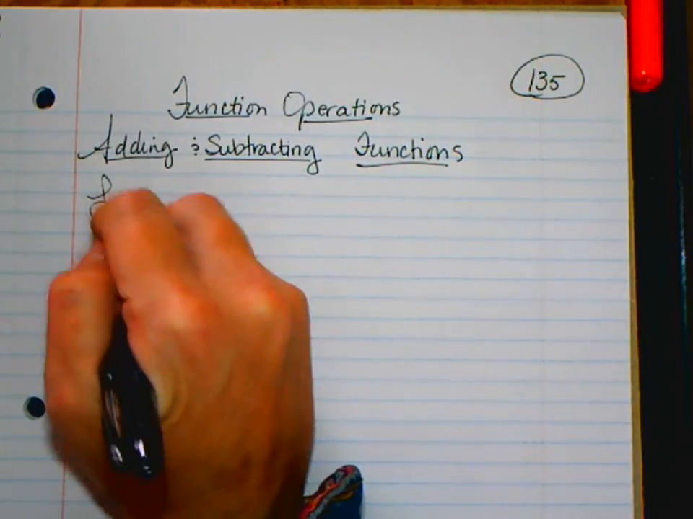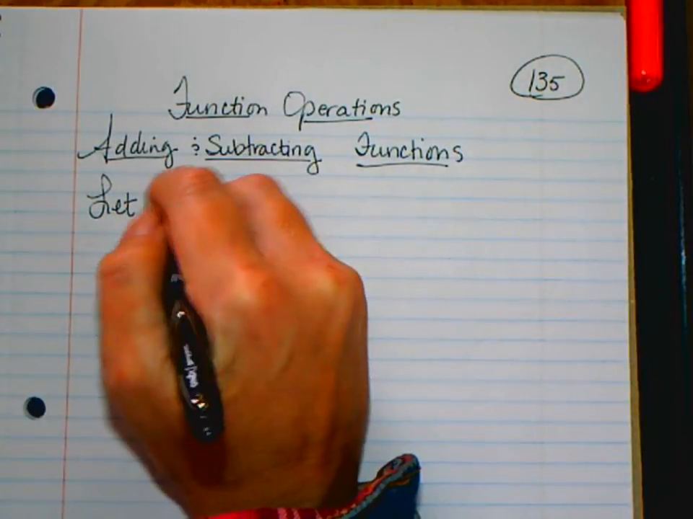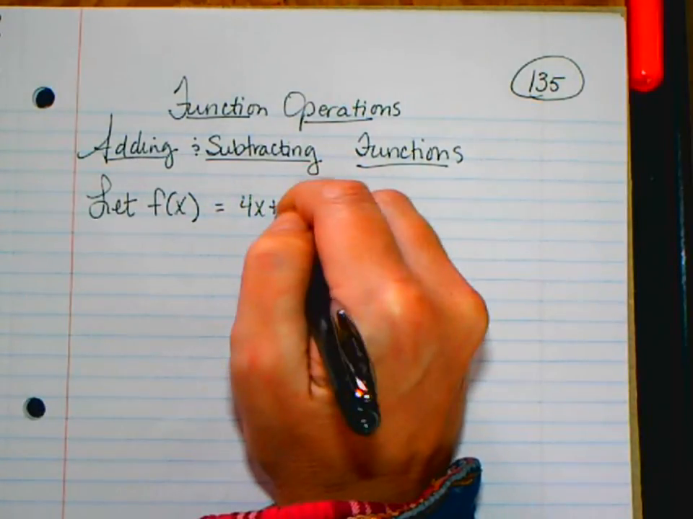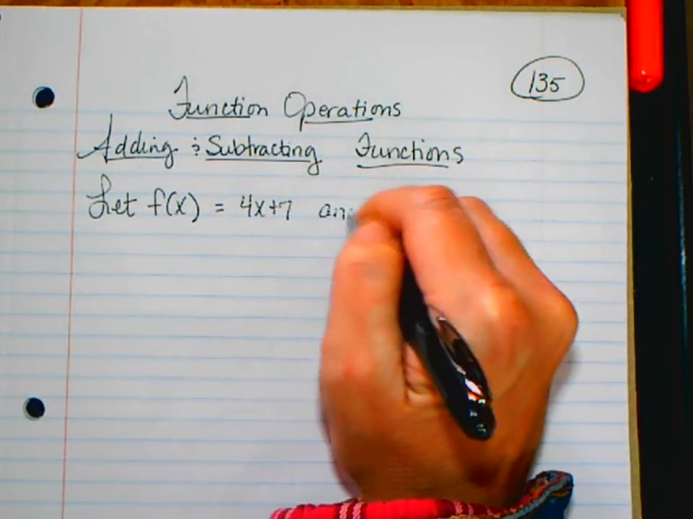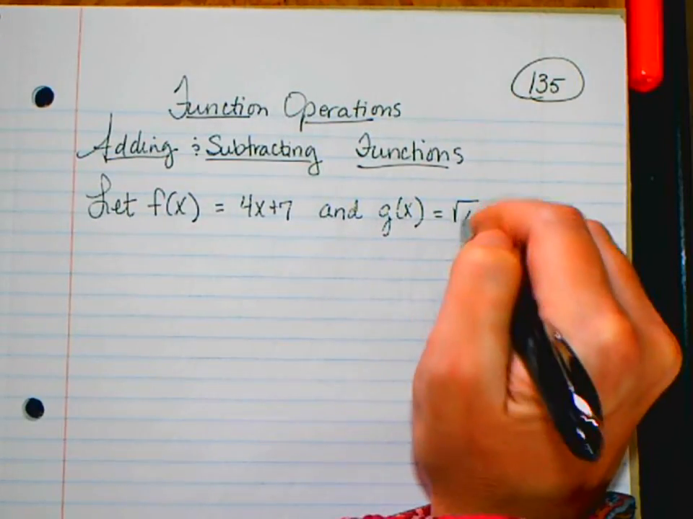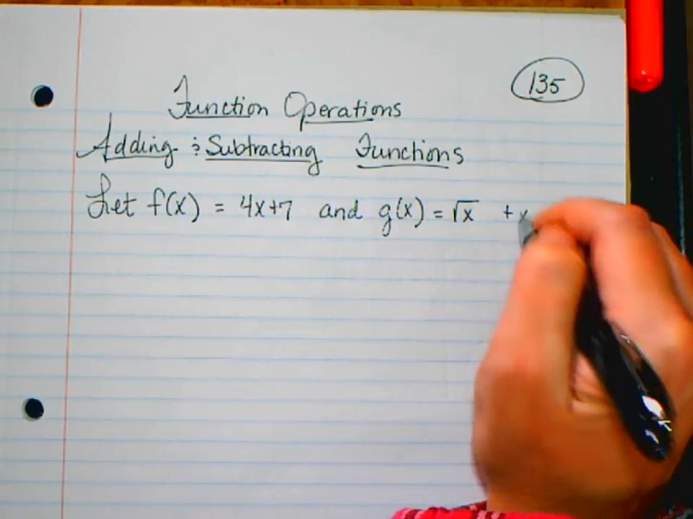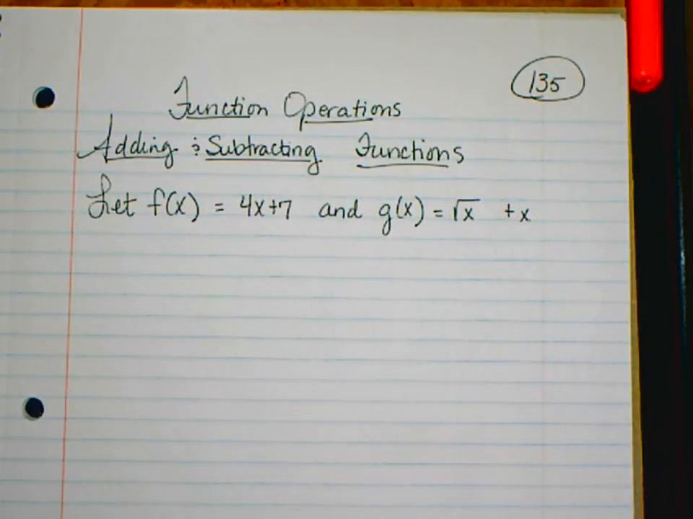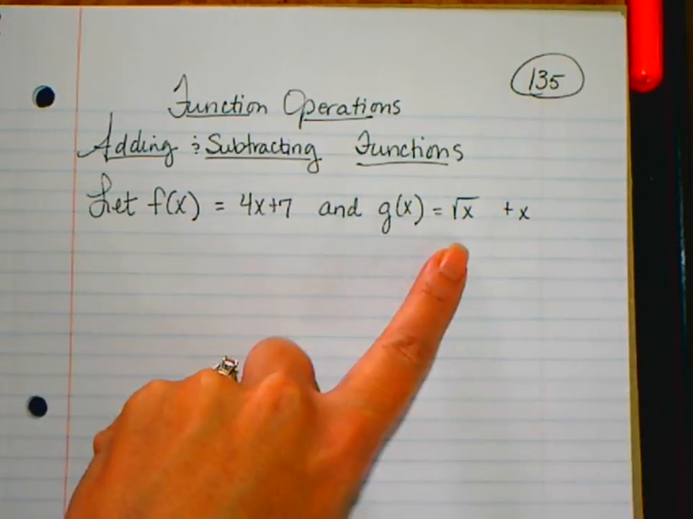So I'm going to let f of x equal 4x plus 7 and g of x equals the square root of x and then plus x, and that plus x is not under the radical sign. What is g of x? It's just a different name for a function. Like I could have h of x, f of x, g of x. It's just notating a function. So I would call this function f and I would call this function g.